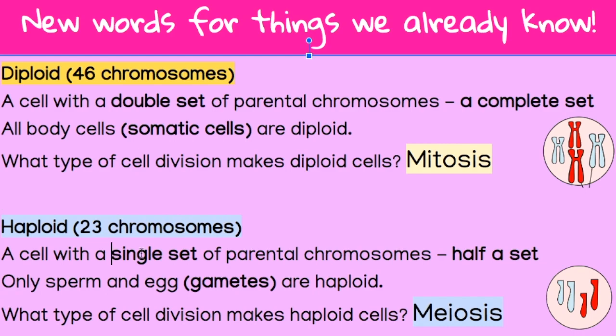A cell with a single set of chromosomes from the parents, or half a set of the complete, is haploid. Only sperm and egg, which are gametes, are considered haploid. What type of cell division makes haploid cells? Meiosis, which is today's lesson.